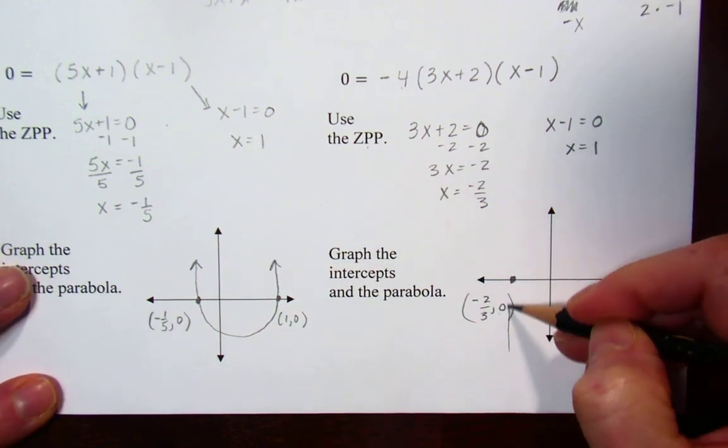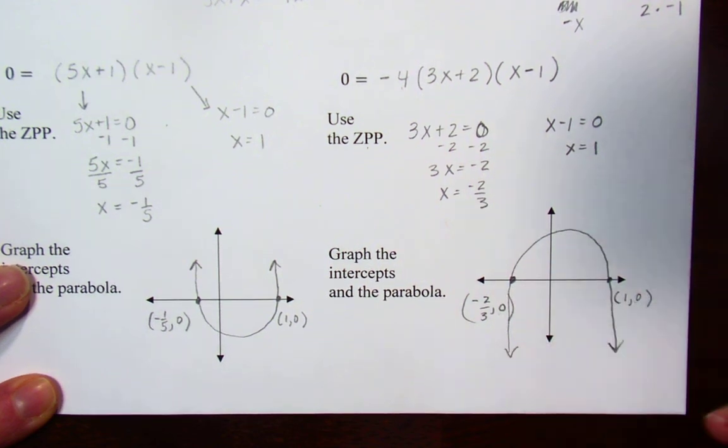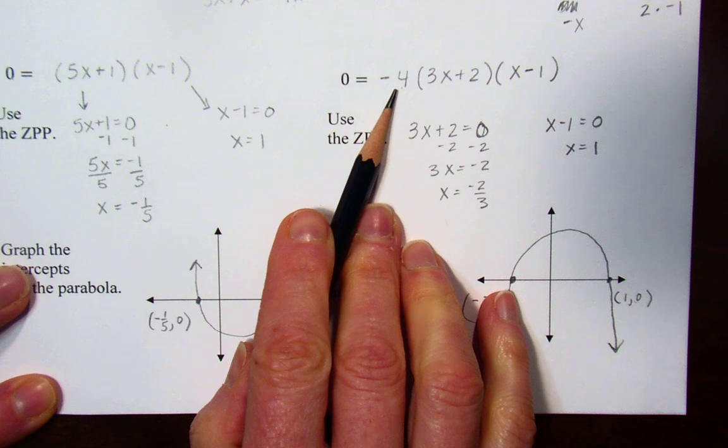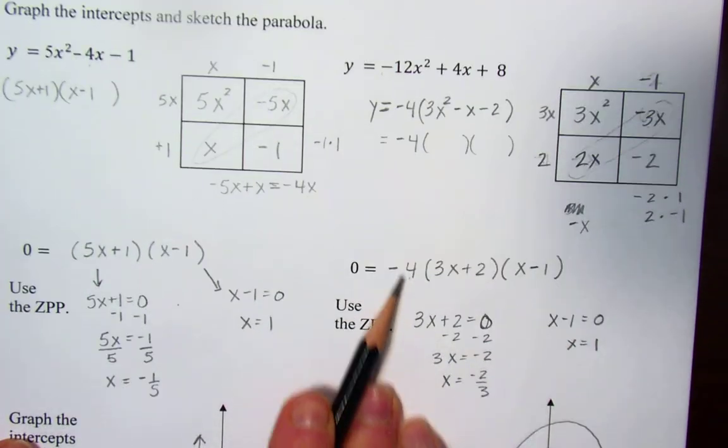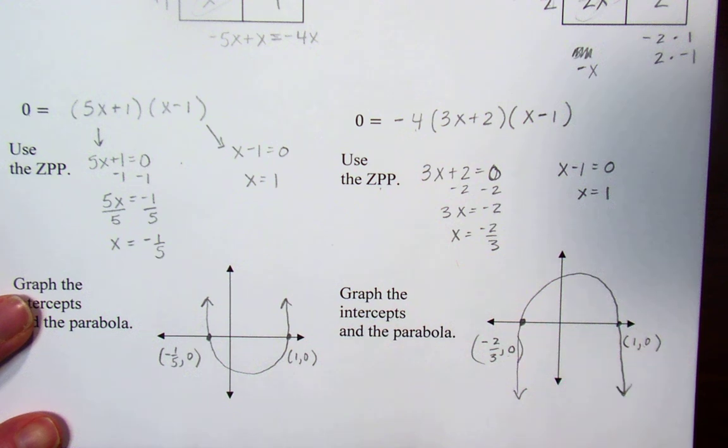Does this parabola open up or down? It opens down. How do I know that? I know that because this coefficient here, the same as this coefficient here, these are equivalent equations. These are negative, and therefore my parabola opens down.